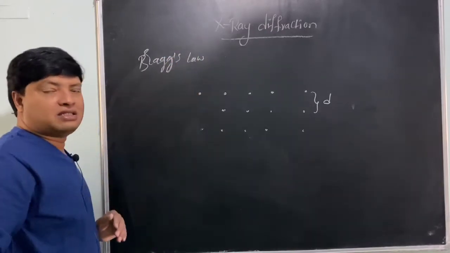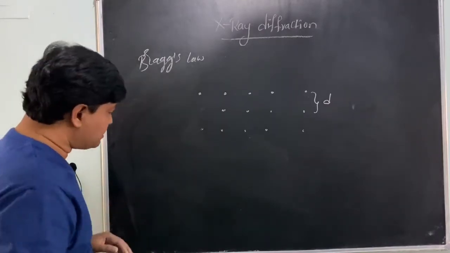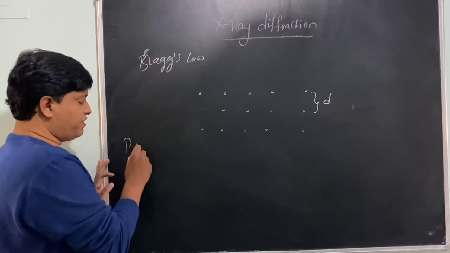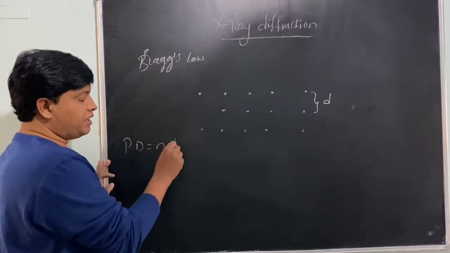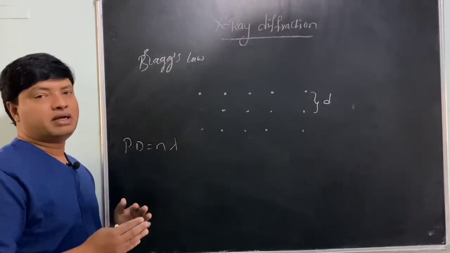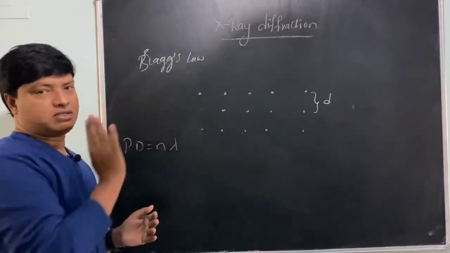So by using Bragg's law, you can analyze or characterize the crystal. The simple statement of Bragg's law is: path difference is equal to an integral multiple of wavelength. That was the statement given by Bragg's law. What is this? We will try to see here.